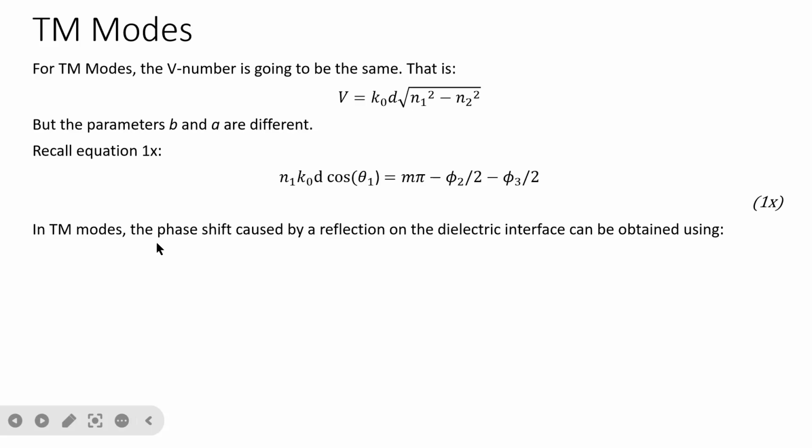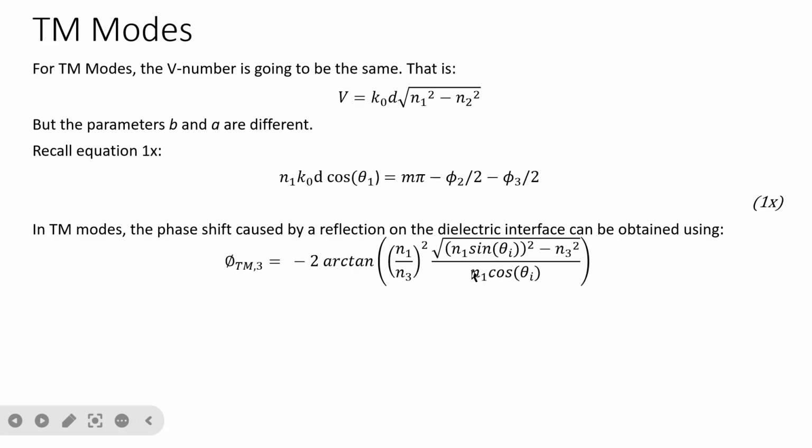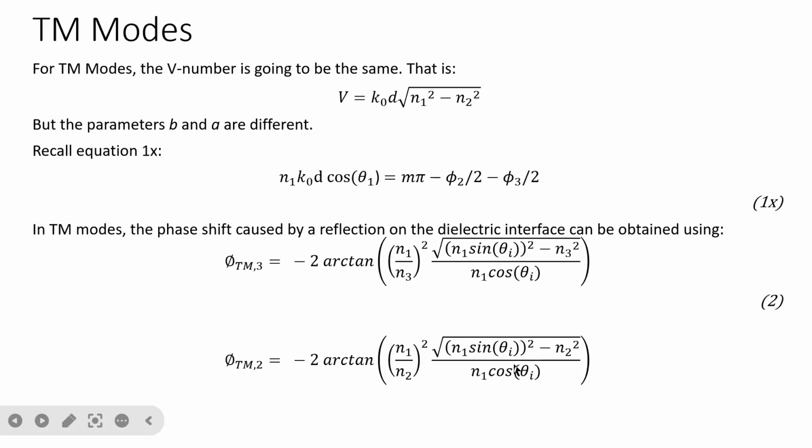and the phase shift caused by refraction on the dielectric interface can be obtained as this one for the upper boundary and for the lower boundary. And if you just substitute these two equations into here, you won't get anywhere. The final equation is going to be more complicated.